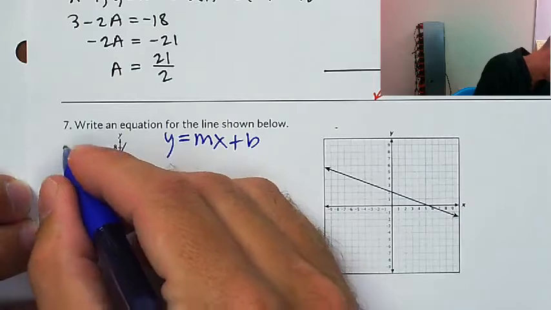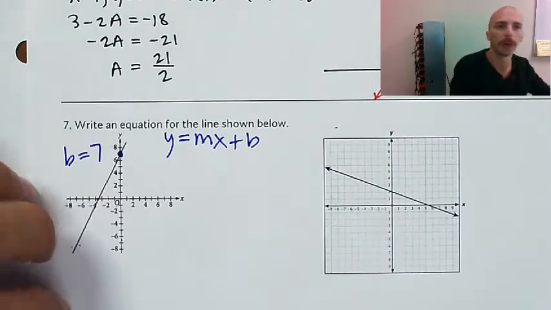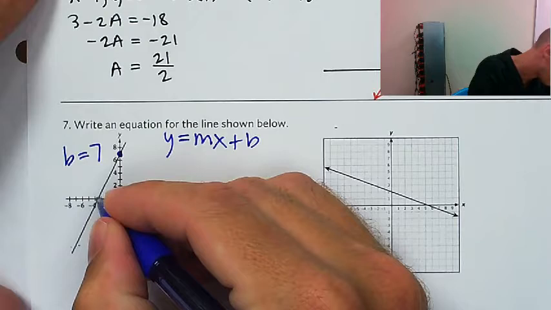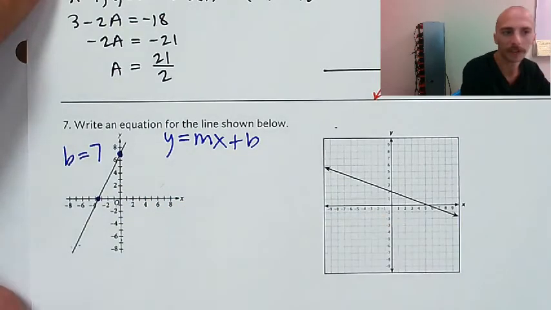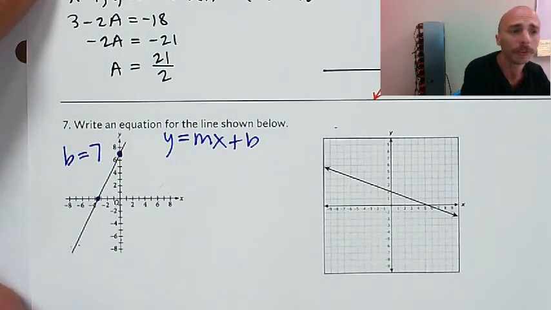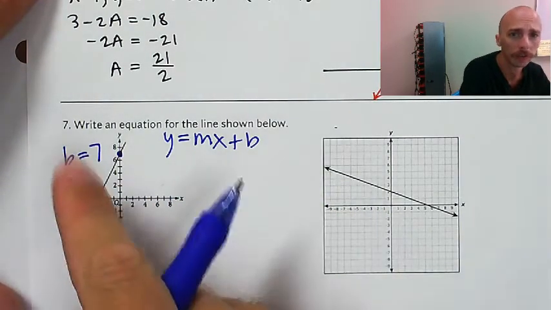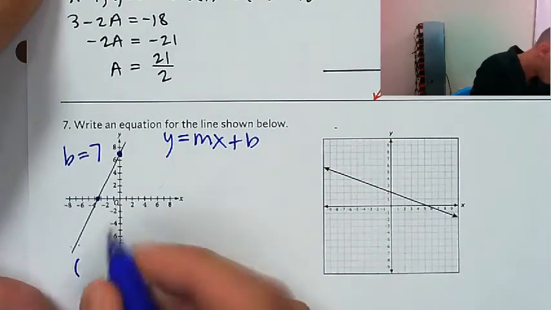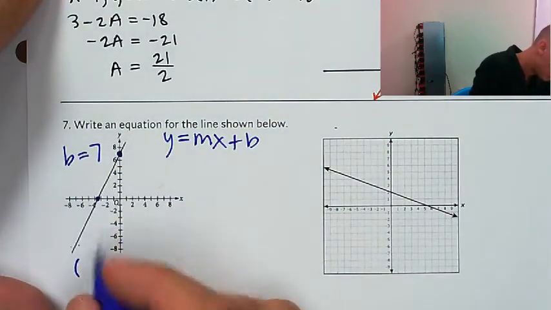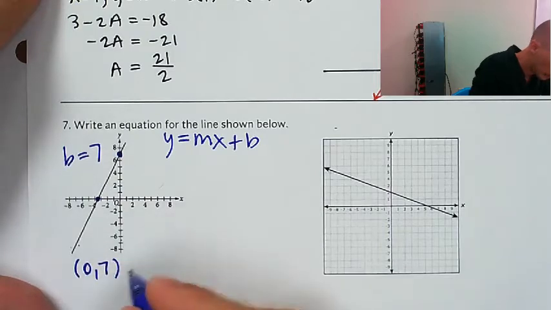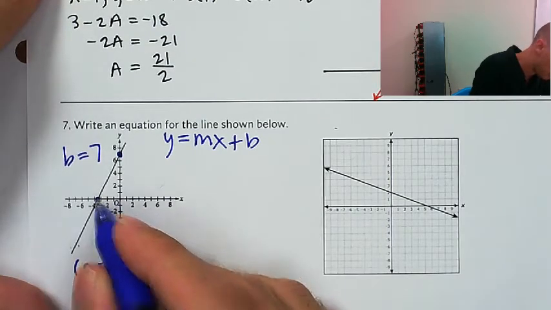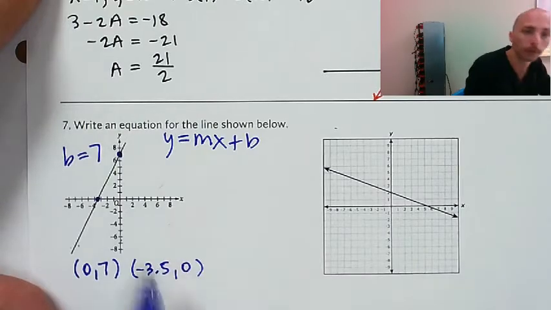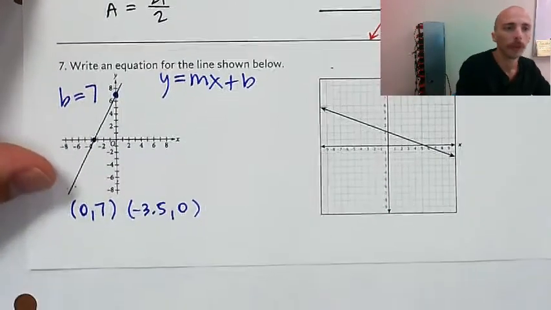Okay. B is looking like 7. So I just got to figure out what m is. And so I'm going to go over here, and okay, this is between 3 and 4, and because 3.5 divides 7 evenly, I'm just going to assume that's the point x equals negative 3.5 and y equals 0. So my 2 points are 0, 7, and the point negative 3.5, 0.